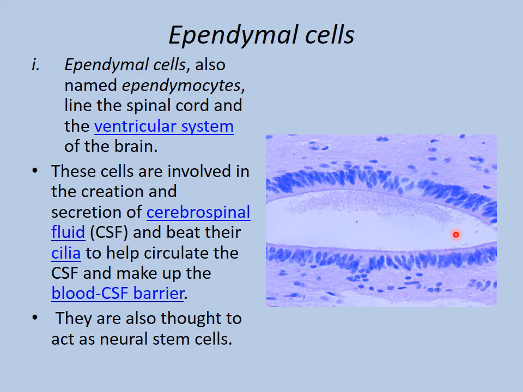You can see this is the central canal, and these are the ependymal cells lining the central canal, and you can also see the ciliated appearance of these cells. They are also thought to act as neuronal stem cells.